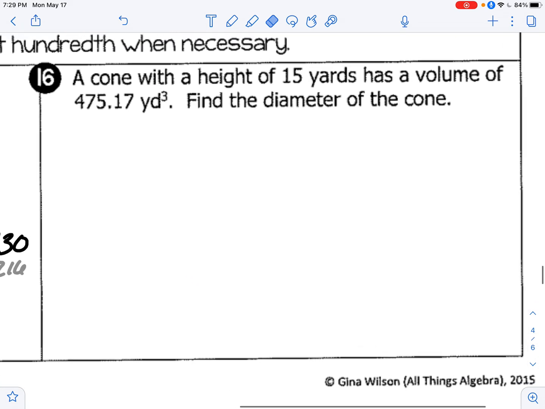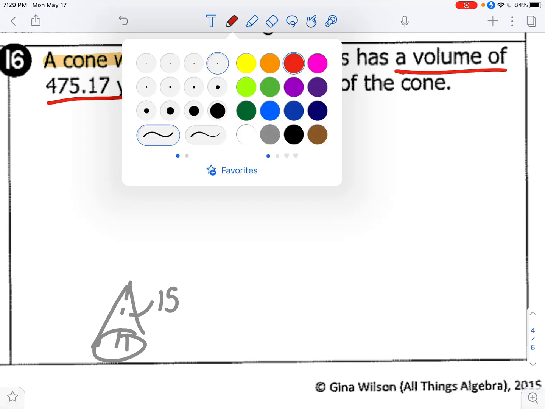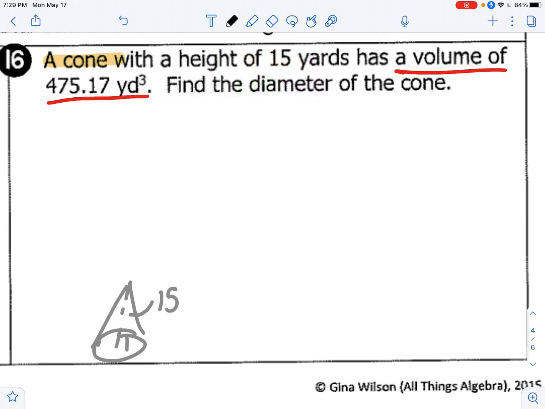Let's try the same thing with a cone on number 16. You were given a cone. Okay, draw a little cone here. And they said our height was 15 yards. And they gave us, here's the critical part, a volume of 475.17 cubic yards.